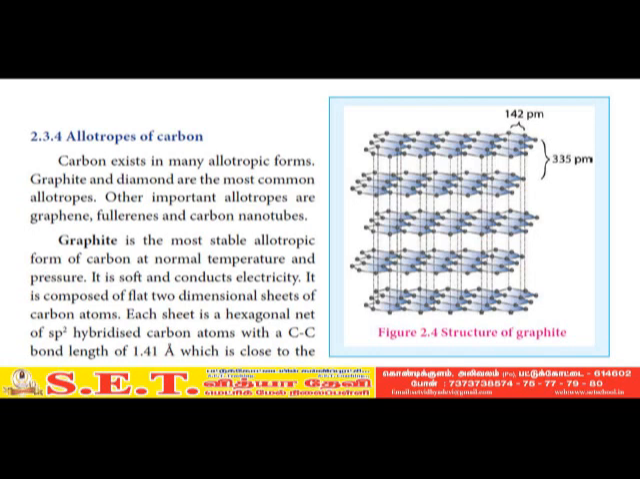And each carbon atom is linked together by sp2 hybridization. Sp2 hybridization means the electrons are shifted to the s orbital and p orbital. So sp2 hybridization takes place.